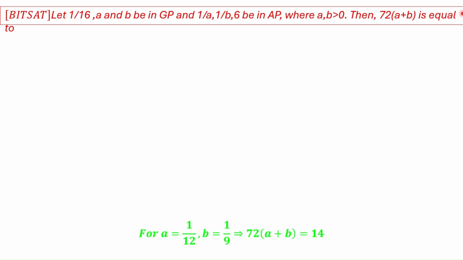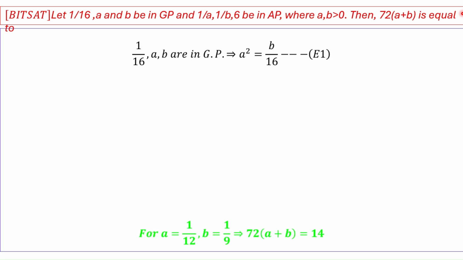So we know, 3 numbers are in GP, 3 numbers are in AP. These are in GP, that means middle term square is equal to product of neighboring terms. So A square equal to B by 16, this is for the first equation. These three are in AP, 1 by A, 1 by B and 6 are in AP. So we know that 2 by B equal to 6 plus 1 by A. Correct? 2b equal to A plus C, right? That's what we say. This is my second equation.